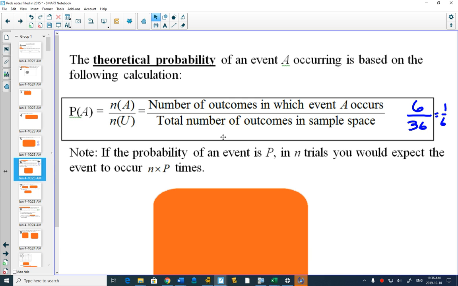Does that mean when I roll the dice 6 times, I'm guaranteed to get a 7? No. That's experimental probability, when you actually do an experiment. The idea with theoretical and experimental probability is if you do something long enough, it eventually will get closer and closer to the theoretical probability.